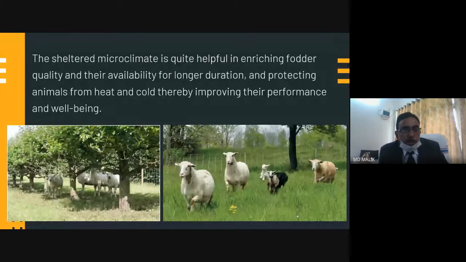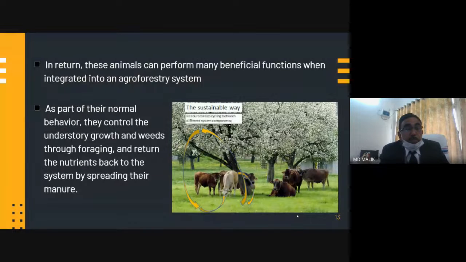Then the trees also help with a sheltered microclimate, which is quite helpful in retaining the fodder quality and its availability for a longer duration. That is very important: whatever quality feed we are providing must be sustained over a longer duration. Besides that, it protects the animals from heat and cold, improving their performance and well-being. In return, these animals can perform many beneficial functions when integrated into the agroforestry system.